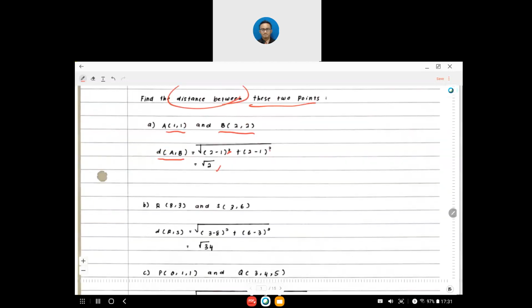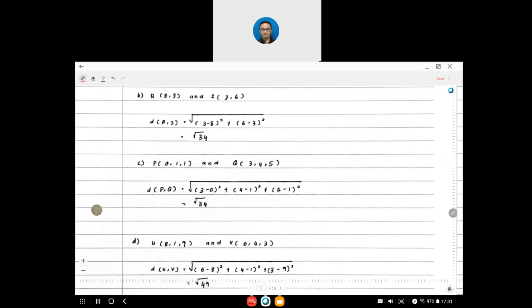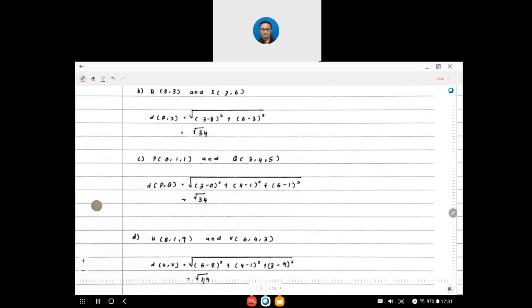B, point R (8, 3) and point S (3, 6). So this one is also the same thing. 3 minus 8 squared plus 6 minus 3 squared. So here you get square root 34.